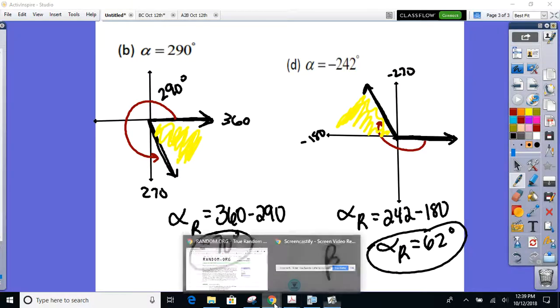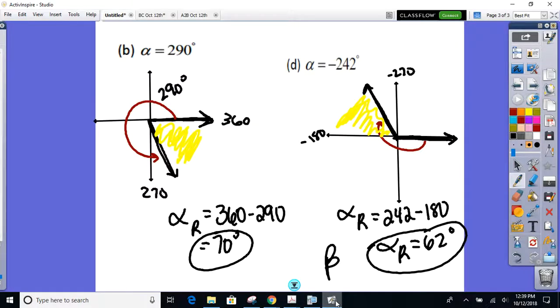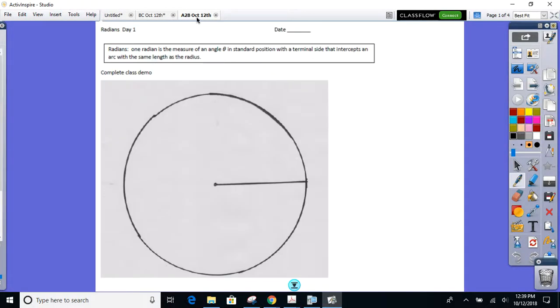Okay. So here's what I'm going to need you to do because we have a little group activity that you're going to help me out with. All your mathematical career, and I'm talking elementary school, middle school, and 3 years of high school, you have always been told that you measure an angle in what type of units?